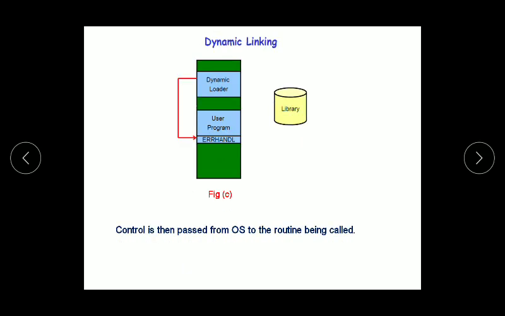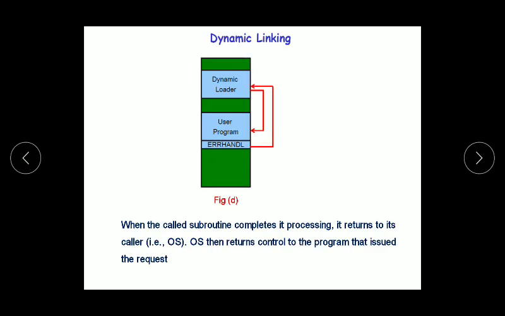Now, what happens in the next step? This is the next step. Control is then passed from the OS to the routine being called. Okay, the dynamic loader or the OS will transfer its control to the error handler routine. Now this error handler routine will execute in the next step.